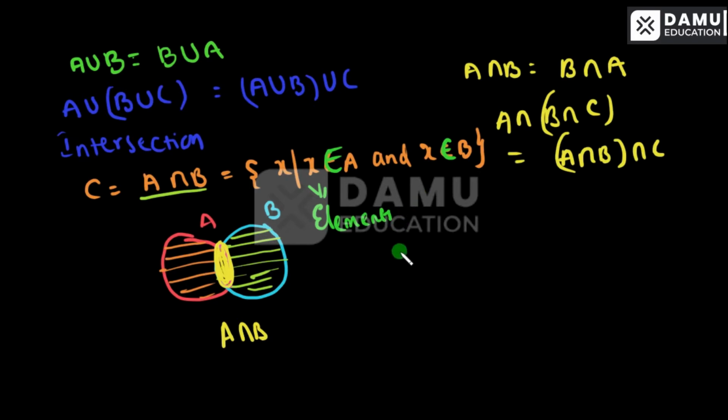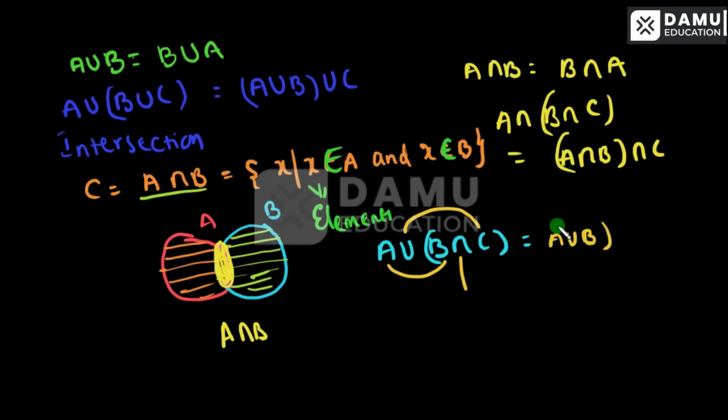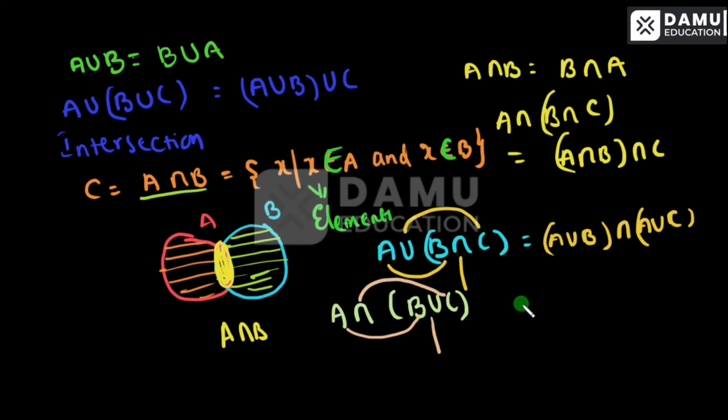Next, the distributivity property. A union B intersection C will be equal to, first of all we have to distribute: first A union B, next intersection, next A union C. So the formula here is A union B intersection A union C. Next formula is A intersection B union C. First we take A intersection B, next union will come, again A intersection C. So that formula is A intersection B union A intersection C. So those are the formulas.